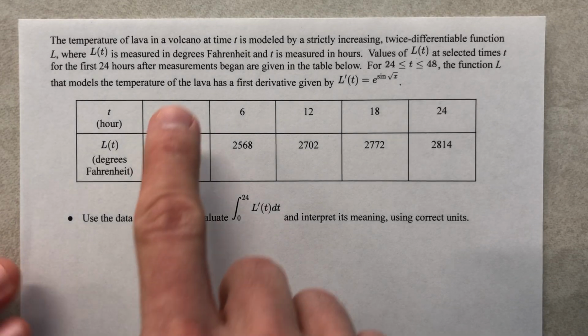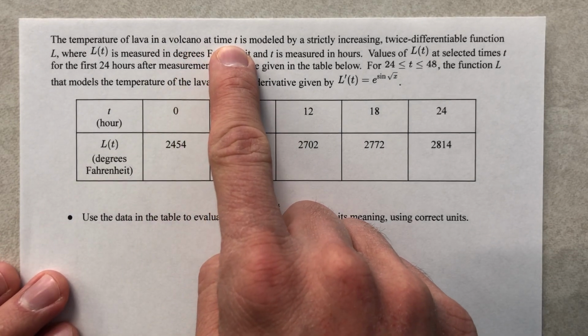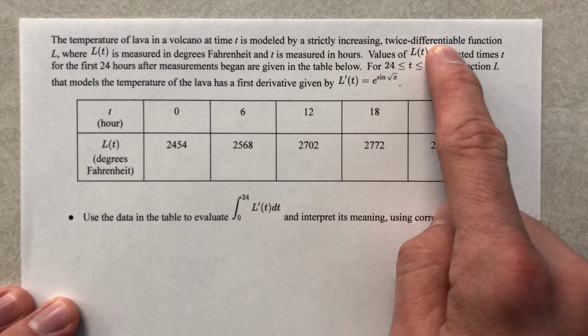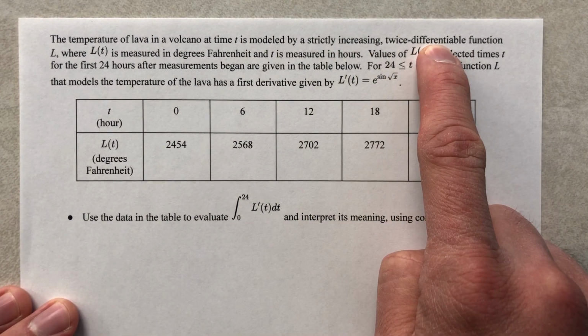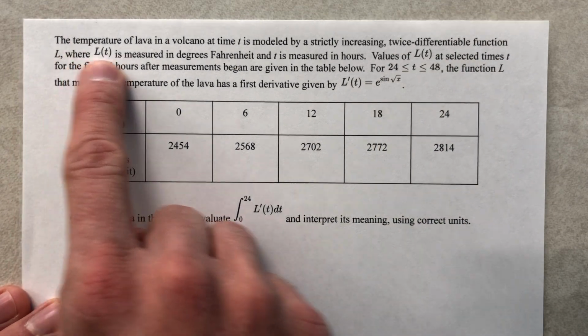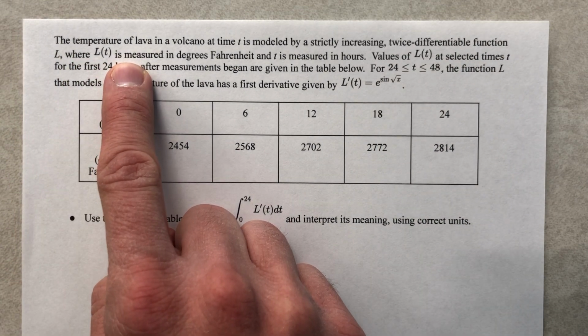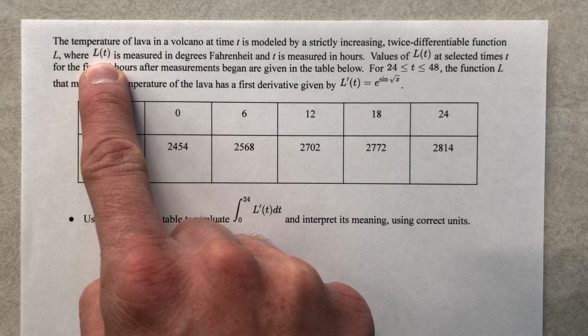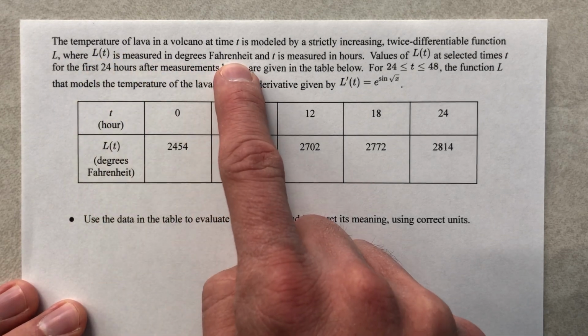The temperature of lava in a volcano at time t is modeled by a strictly increasing, twice differentiable function called L. We might need that information later. L of t is measured in degrees Fahrenheit. So the output of L, the function that tells us the temperature, is Fahrenheit.